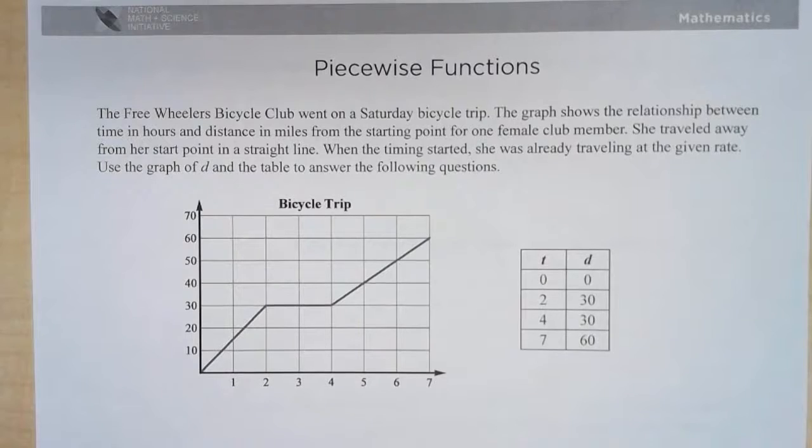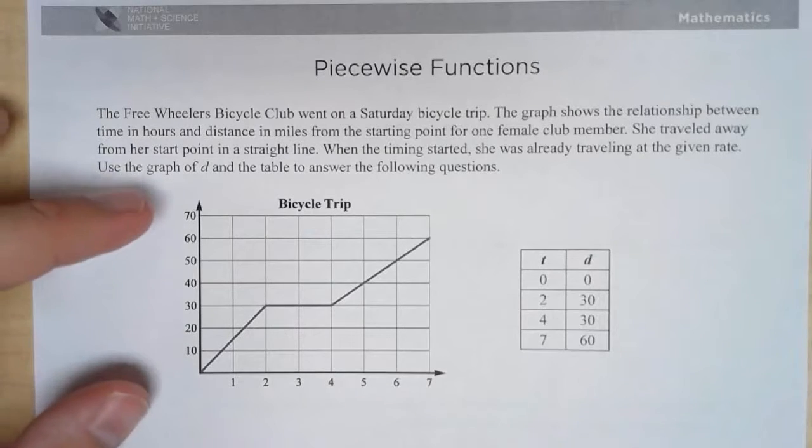So the Freewheelers Bicycle Club went on a Saturday bicycle trip. The graph shows the relationship between the time in hours and distance in miles from the starting point for one female club member. She traveled away from her starting point in a straight line. When the timing started, she was already traveling at the given rate. Use the graph of D and the table to answer the following questions.